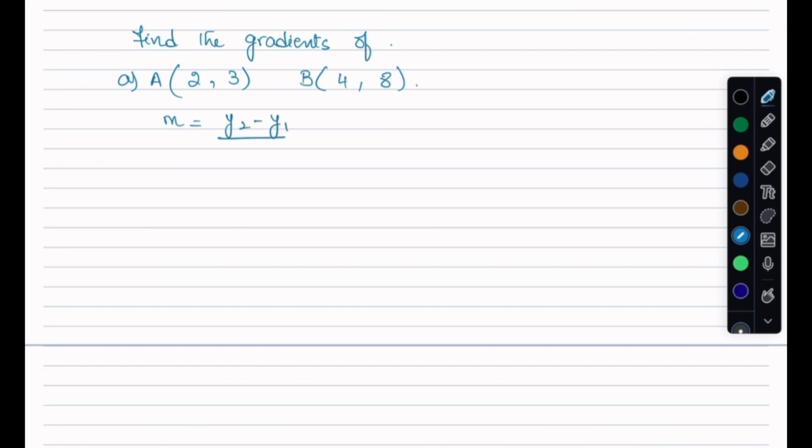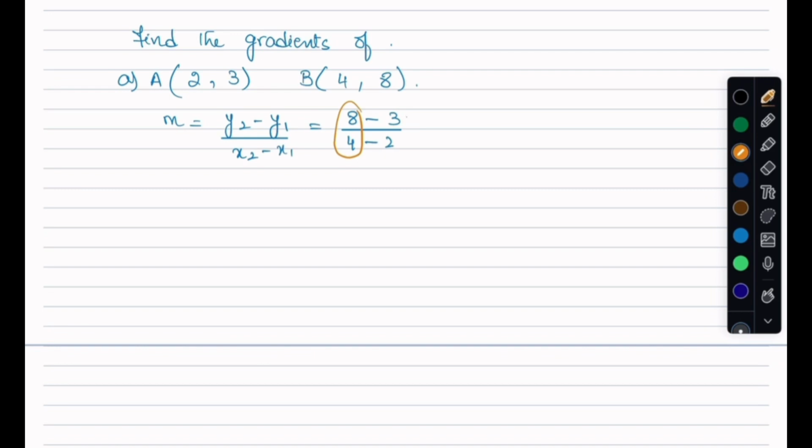So let's solve some examples to get the concept more easily. Let's say we have a straight line with 2 points: A (2, 3) and B (4, 8), and we have to find the gradient of this line. The gradient is equal to y2 minus y1 divided by x2 minus x1, so in this case it's 8 minus 3 divided by 4 minus 2.